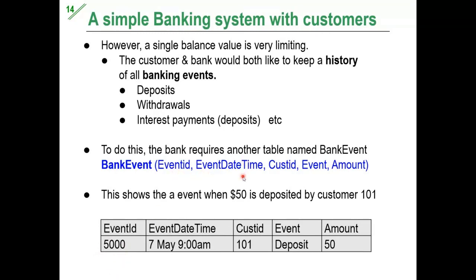Then we have the event date and time, and the customer ID. You can see this is a foreign key, right? So the primary key refers to the foreign key here. And what kind of event, that is the event description. In this case, the customer Fred is depositing $50. The final one is the amount associated with this event.